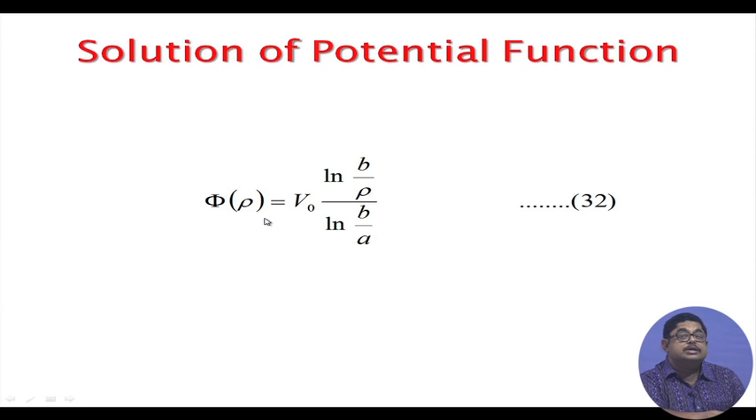So, correct. Similarly, another boundary condition is that at rho is equal to b, this potential function should be 0. Put it here, if I put b, it is ln b by b, that is 1, ln 1, ln 1 is 0. So, that is why this potential function again becomes 0. So, boundary condition is satisfied, and this is our solution of potential function.